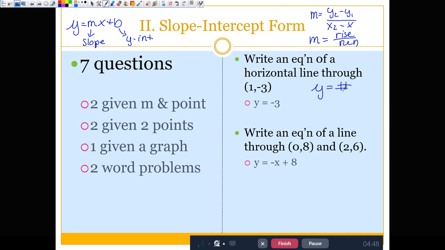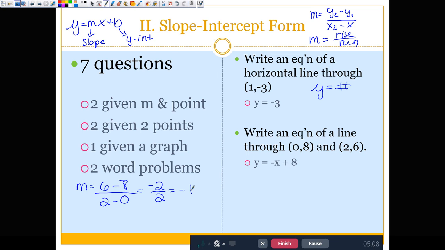The next one here says write an equation of the line that passes through the points (0, 8) and (2, 6). So I need to find my slope. So I need to find m. So m is y2, 6 minus 8 over 2 minus 0, which is negative 2 over 2, which is negative 1.